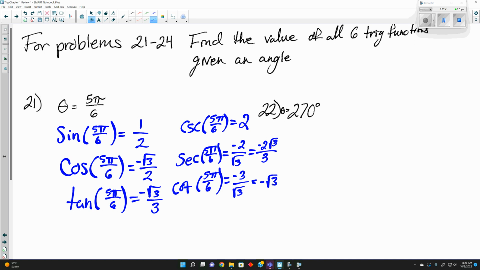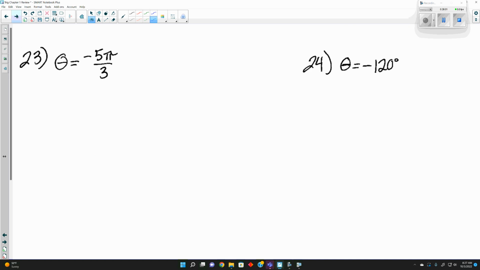Any other questions on 21? Do we feel good about 21? Y'all want to look at 22 or 24? Doesn't matter. 24. Now 24 is a little bit different because we don't have a positive angle, we have a negative, yes?